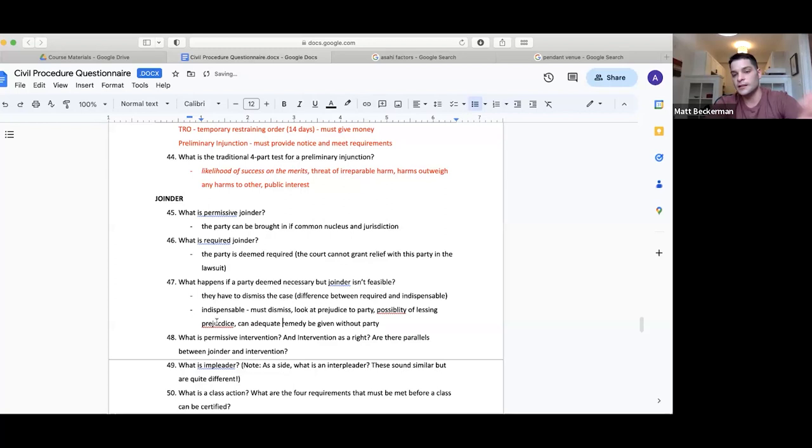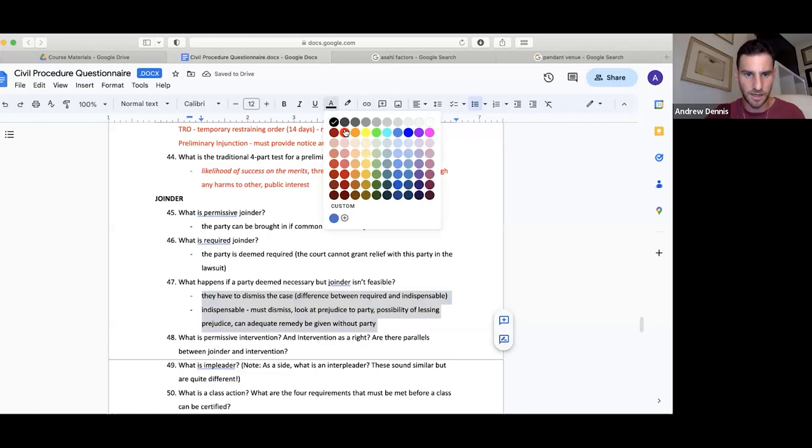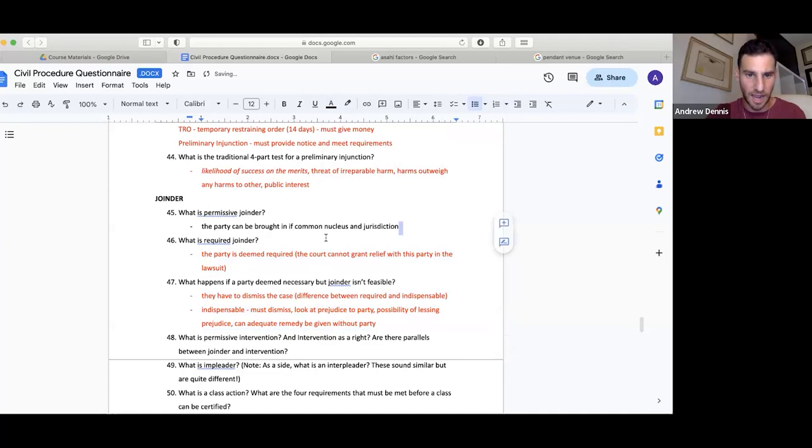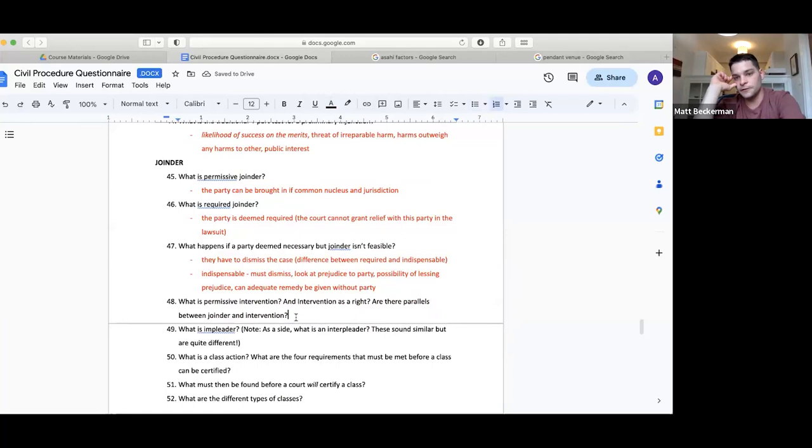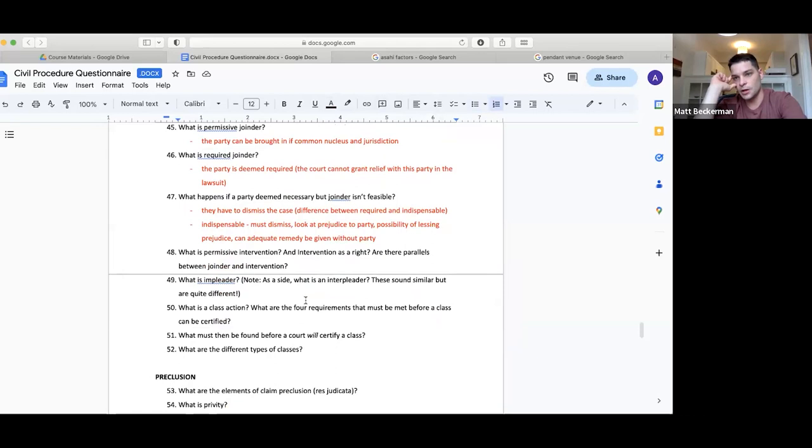Excellent, man. You did an amazing job explaining that. I can kind of dumb it down: permissive joinder means we're allowed to bring this party. Required joinder means we have to bring this party. And if they determine that the required party is indispensable, then they have to dismiss the case if they can't bring them in. Yeah. Simple enough. All right. One example for an adequate remedy would just be filing in state court if it's dismissed by a federal court.